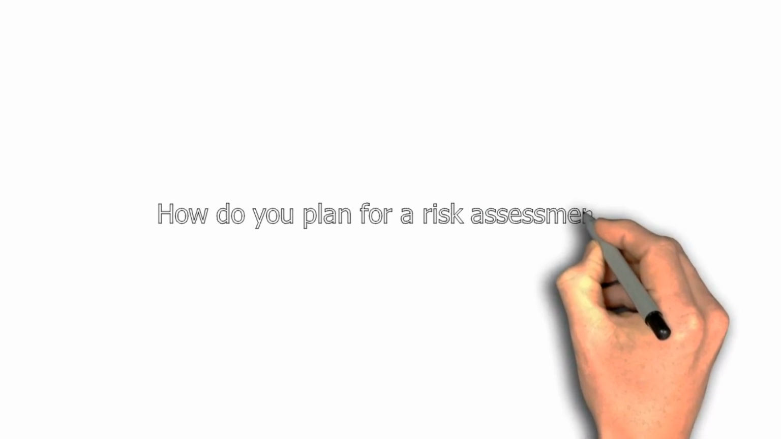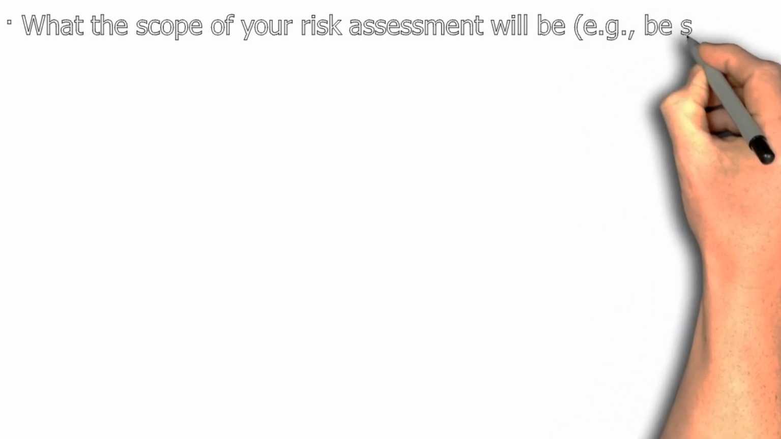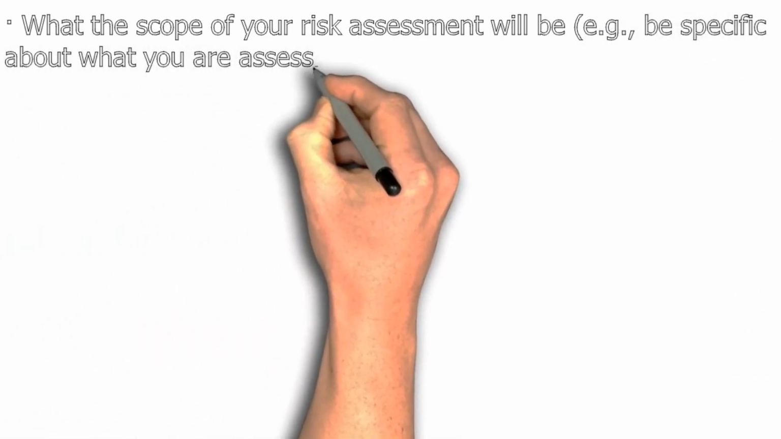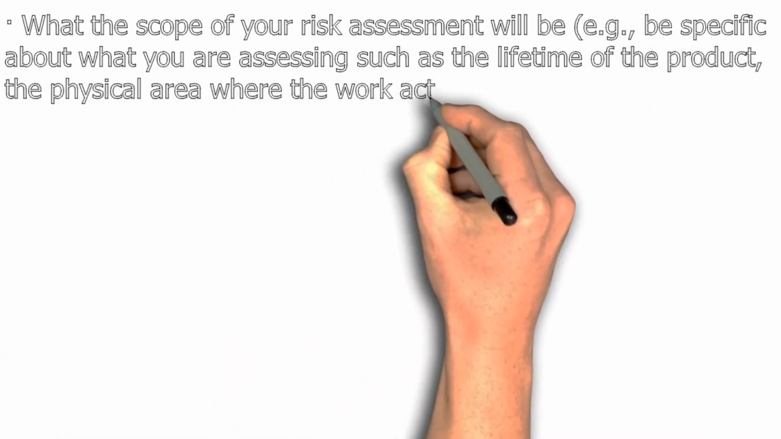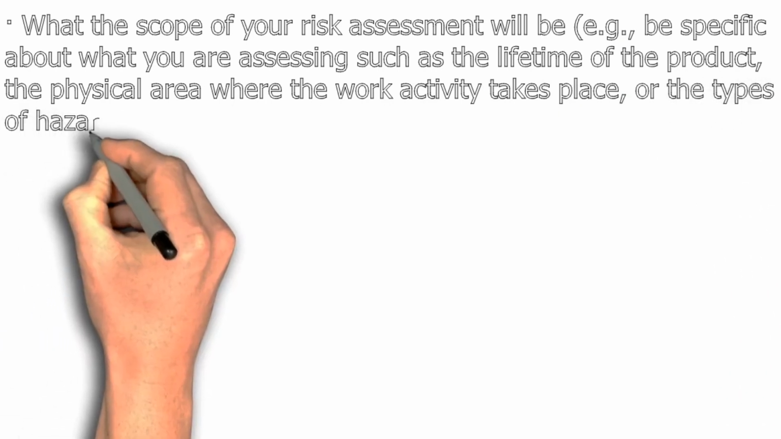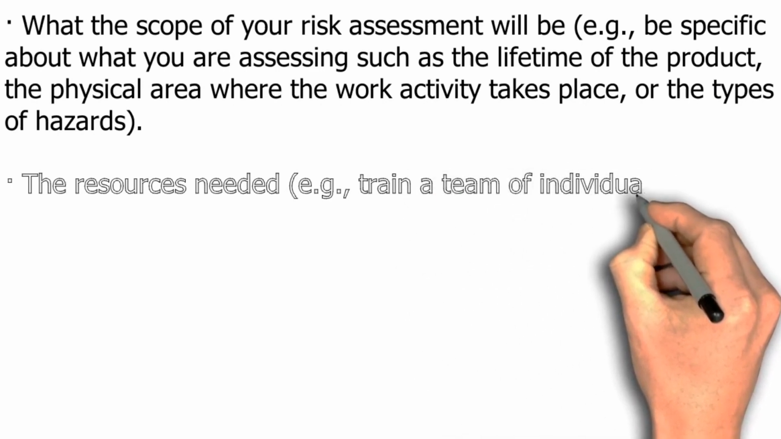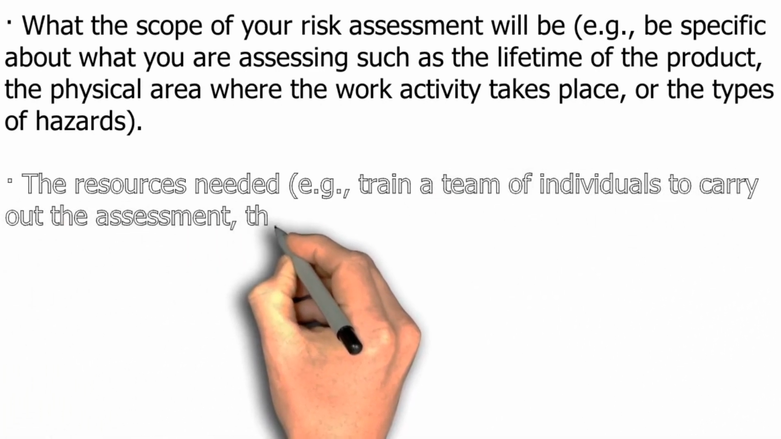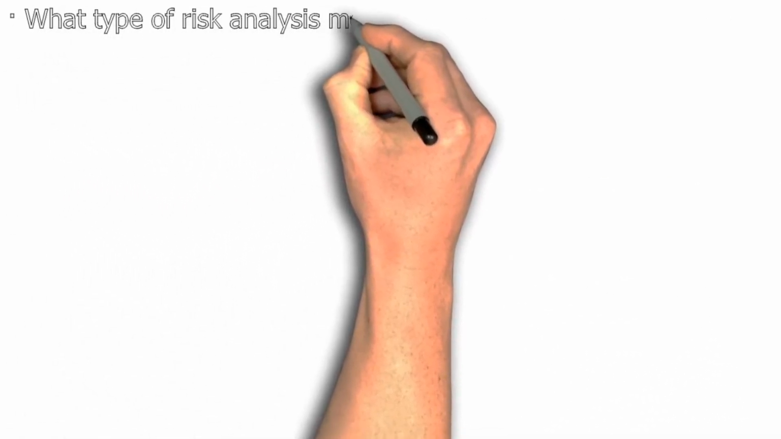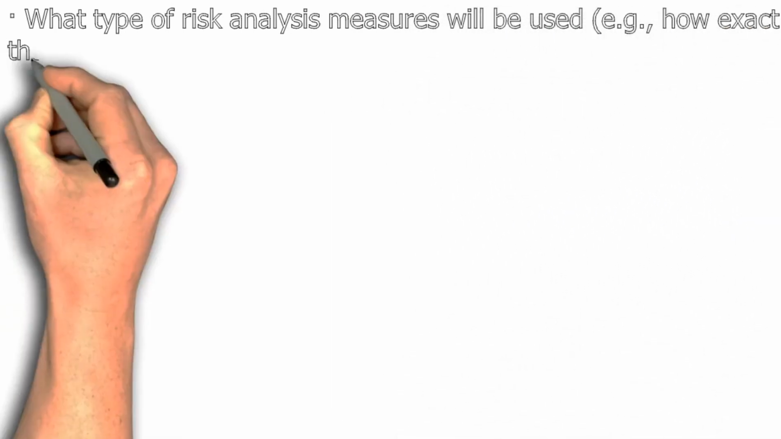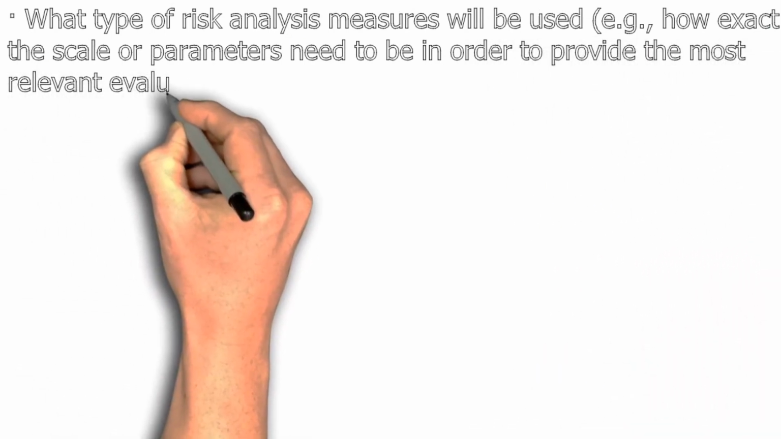How do you plan for a risk assessment? What the scope of your risk assessment will be, e.g., be specific about what you are assessing such as the lifetime of the product, the physical area where the work activity takes place, or the types of hazards. The resources needed, e.g., train a team of individuals to carry out the assessment, the types of information sources, etc. What type of risk analysis measures will be used, e.g., how exact the scale or parameters need to be in order to provide the most relevant evaluation.